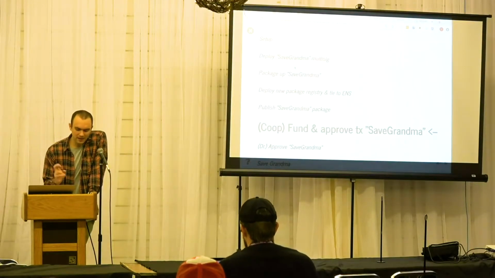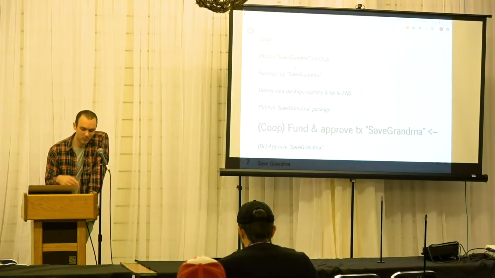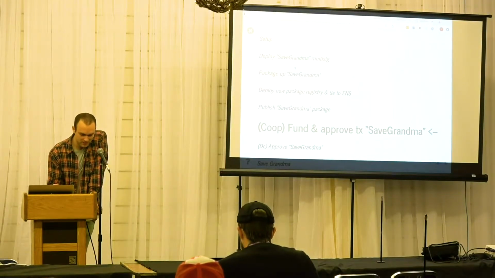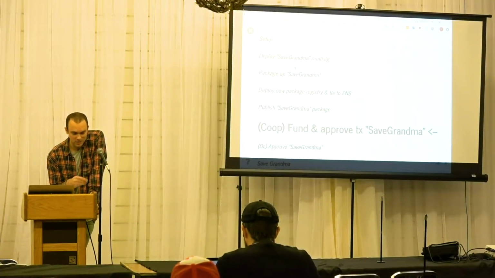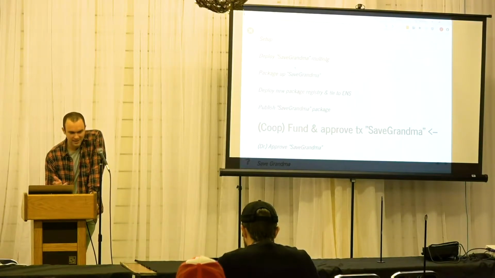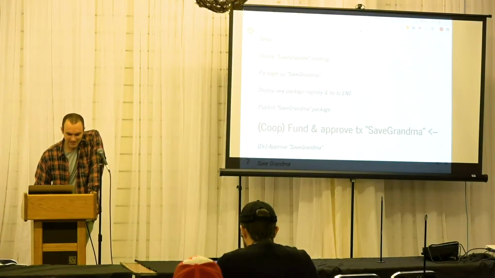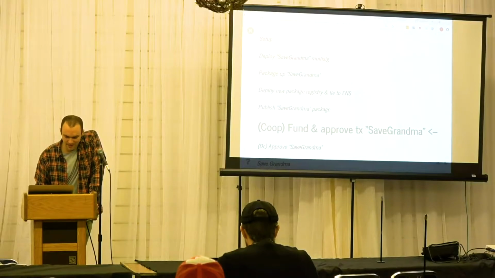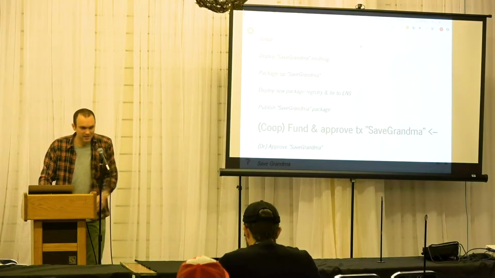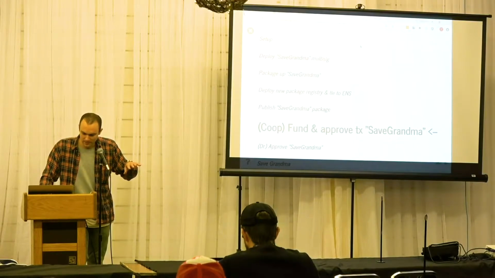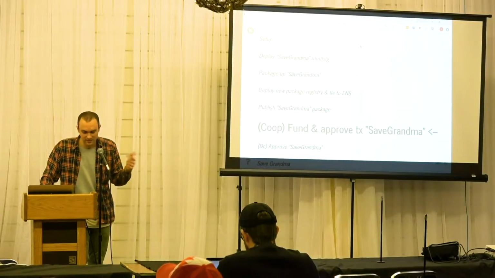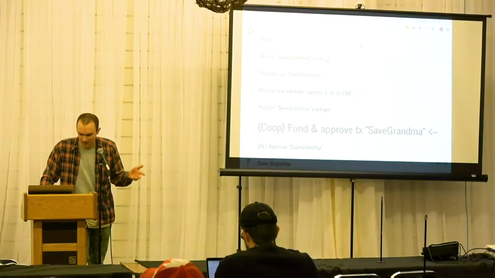All right, cool. So now we've completed all these steps. We've deployed a new multisig. We've packaged up our deployment. We've deployed a new package registry, tied it to ENS, and we've published our new package to our registry, all without any copy and pasting, all in not that many lines of code. So now let's start interacting with this new package, which contains our new deployment. And now it's up to the co-op to fund and approve this Save Grandma deployment.